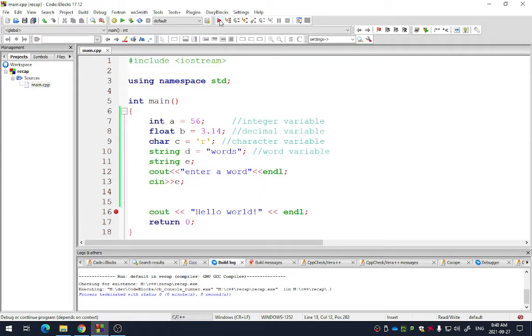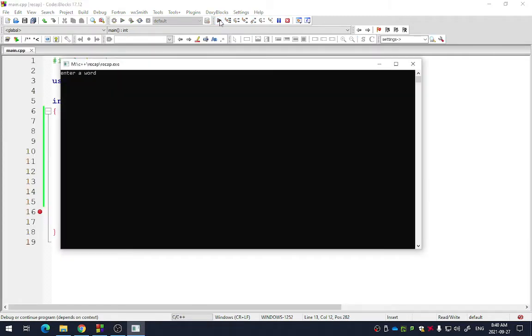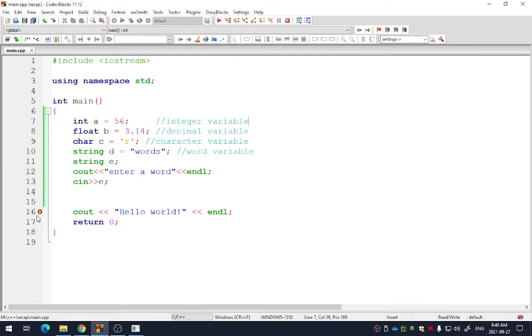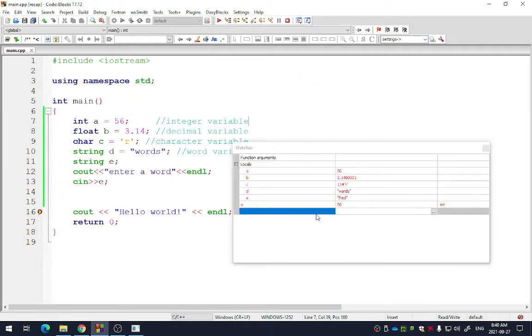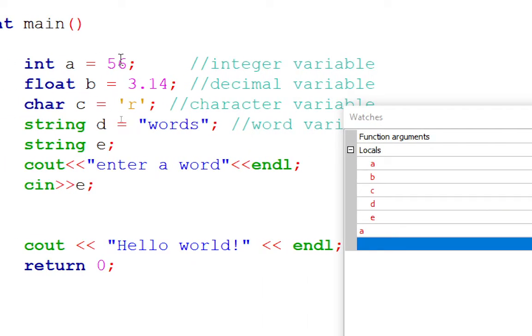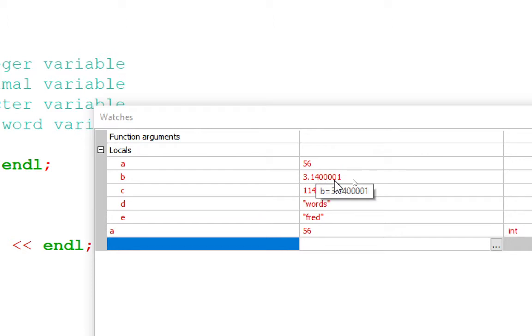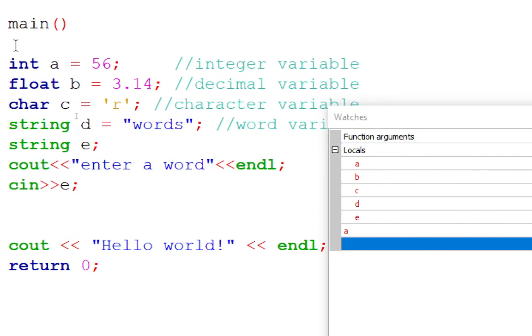Let's see if I stop my program, if I can watch my variables. Enter a word. Fred. My program is stopped here. There they all are. See that? Here's something interesting that you might notice, and a good example of why C++ has a different variable type for integers and floats. Have a look here. A is 56, correct? Look what B is. 1.340001. That's not what I made it. I made it 3.14. What happened?